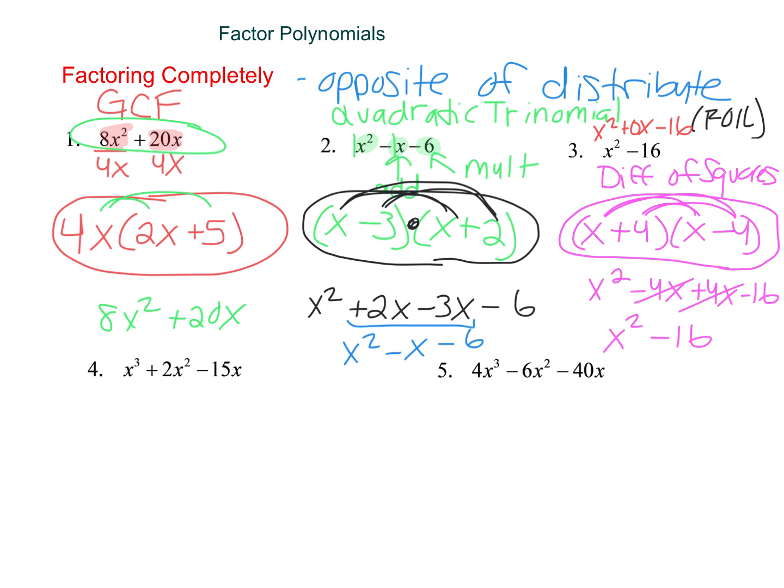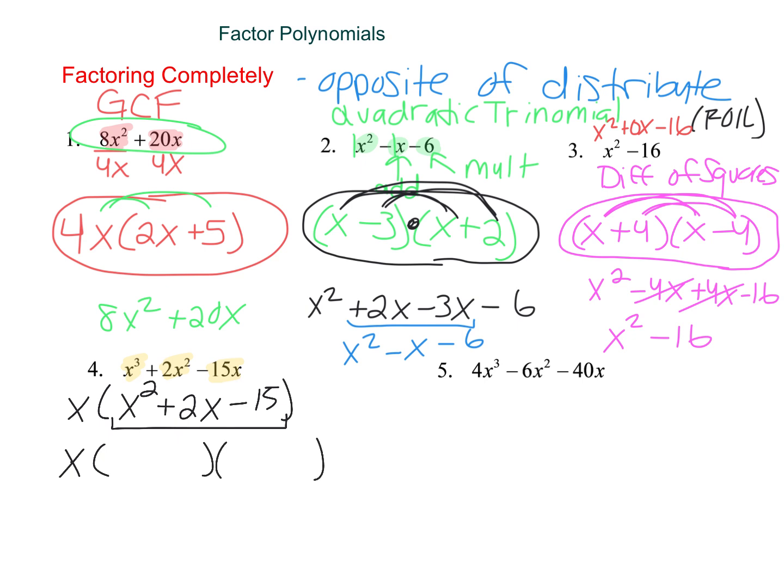So now if I look at 4 and 5, it's going to be a combination of the three types we've looked at so far. So if I look at number 4, first see if there's a greatest common factor that I can divide from all the terms. Looking at example 4, they can all be divided by 1x. So if I divide everything by 1x, I'm left with an x squared plus 2x minus 15.